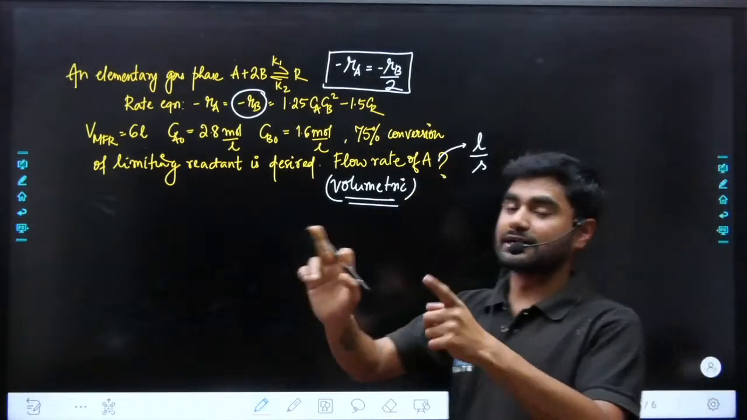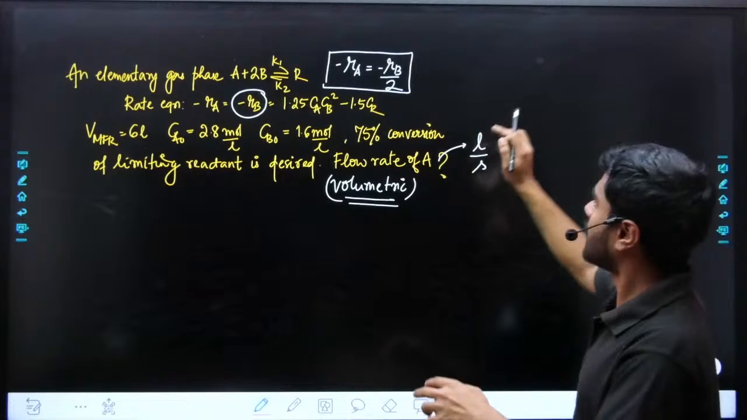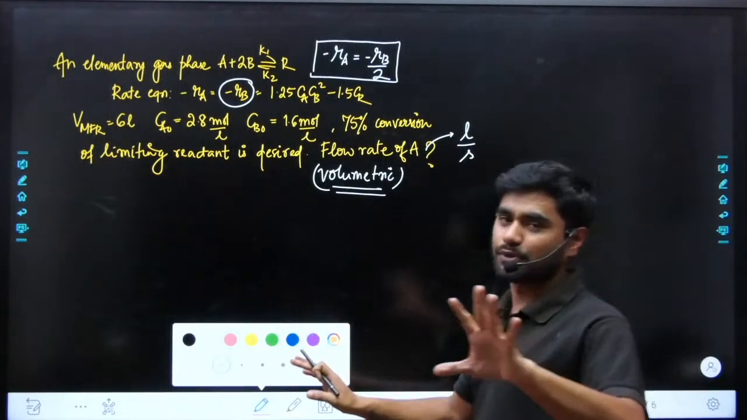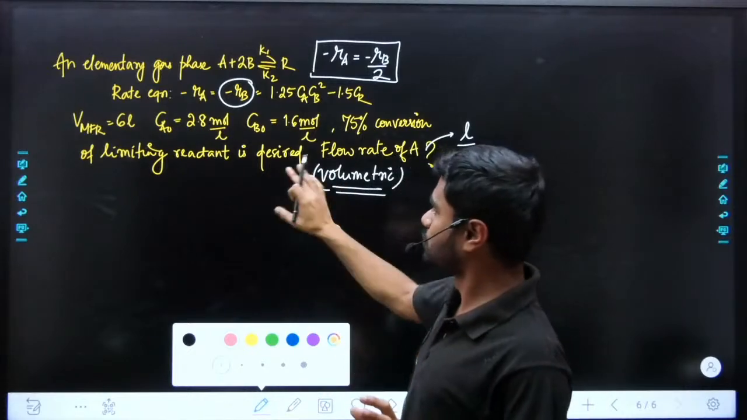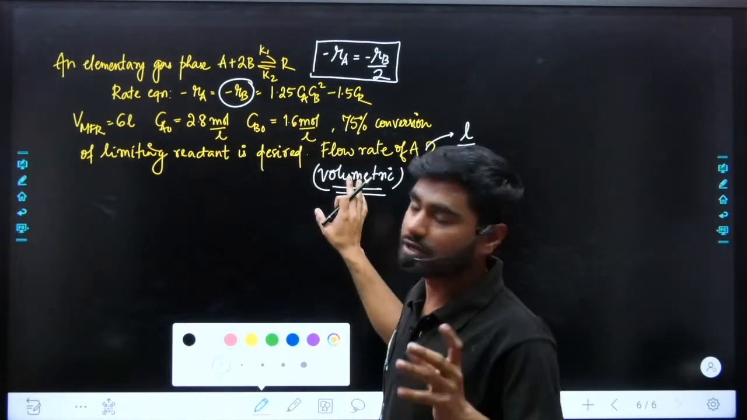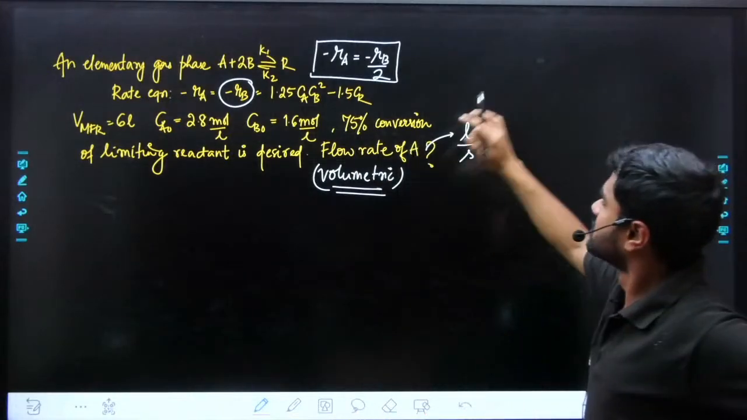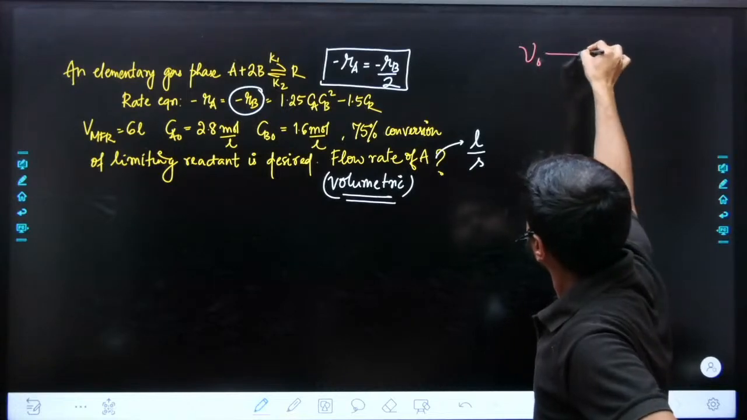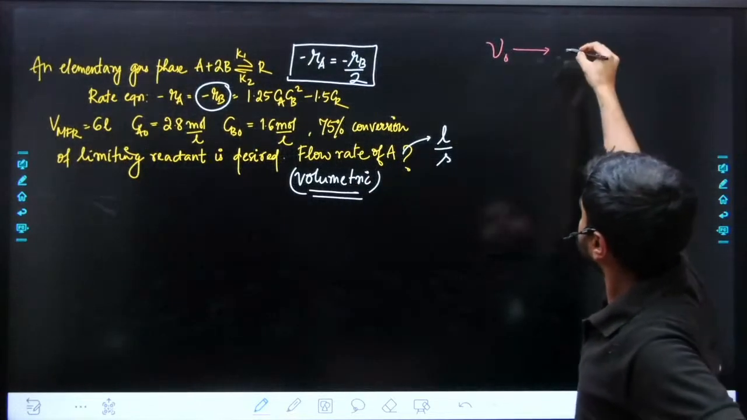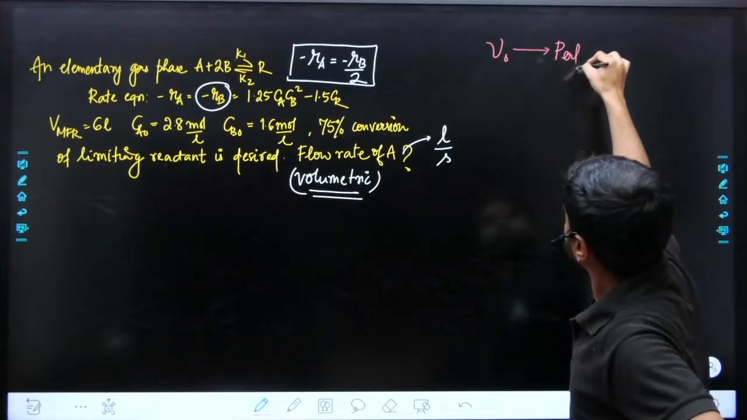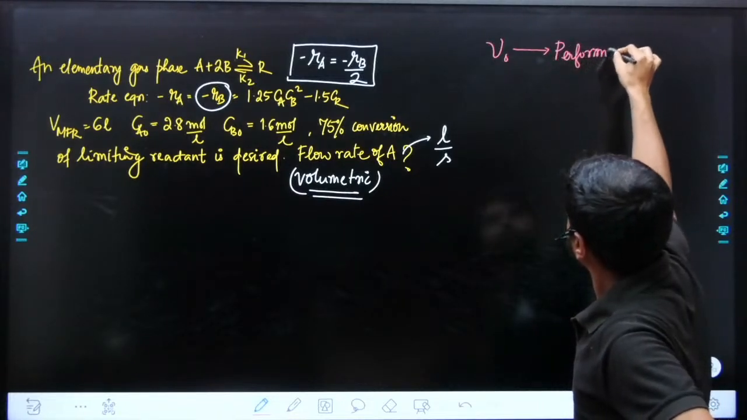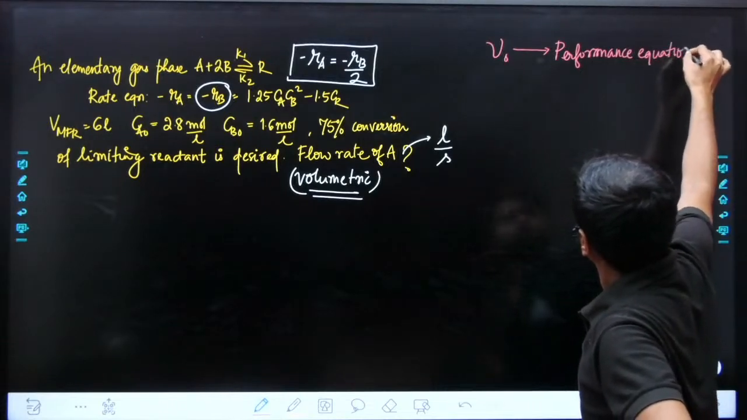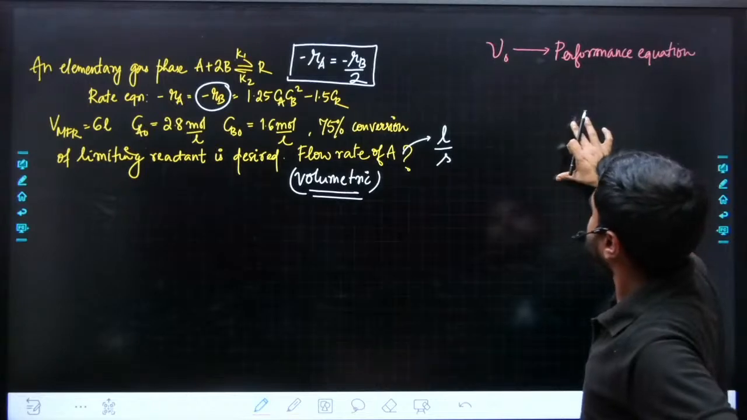So relate the things now. How can we relate? I'm not bothered about the calculation of values. I'm just saying how to get the things easy and simplified. So this is flow rate, which is V naught. This V naught comes from performance equation, and the performance equation of CSTR has to be used.